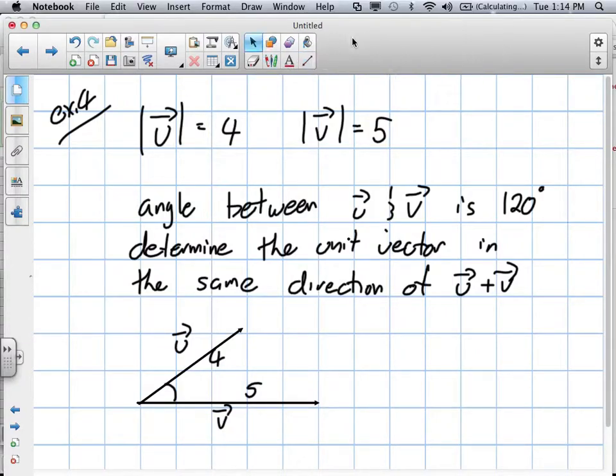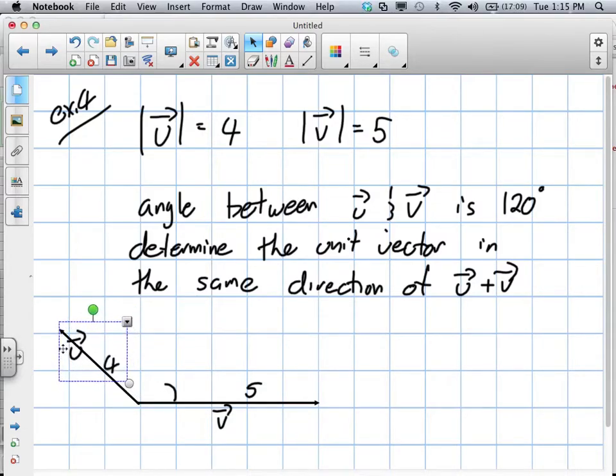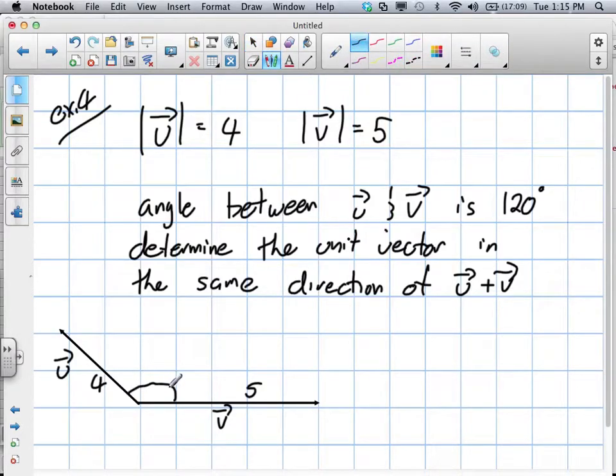Yeah, that's an acute angle I've drawn. So let's fix that. That would make more sense. There you go. That worked out good. So this makes a little more sense. 120 degrees. Okay. We have an obtuse angle. So we have 120 degrees.